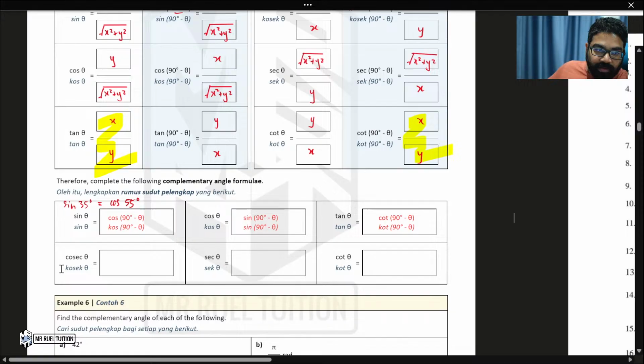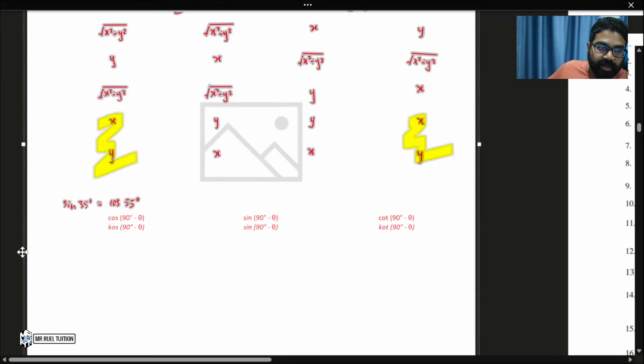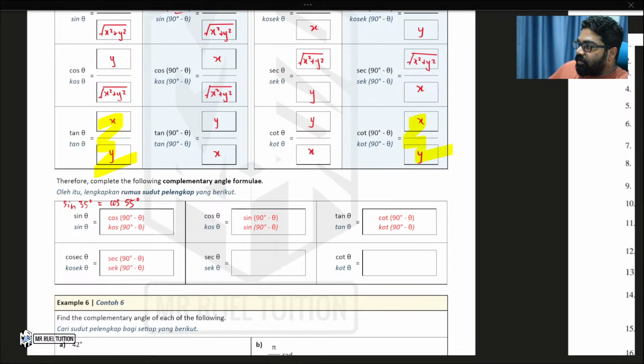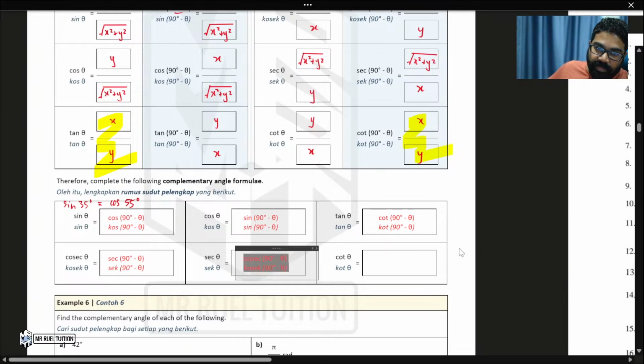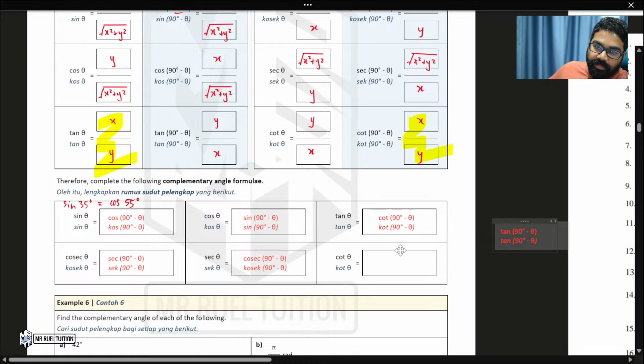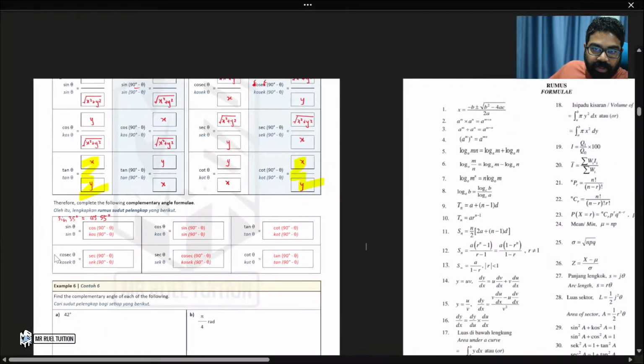Okay, so we continue lah. So cosecant you will find is equals to cosecant sama dengan secant. Secant complementary. Cosecant equals to secant complementary. And then secant sama dengan cosecant. Secant is cosecant sudut pelengkap. And then cotangent sama dengan tangent. Okay, can? These complementary angle formulas, rumus sudut pelengkap ni tidak diberikan.